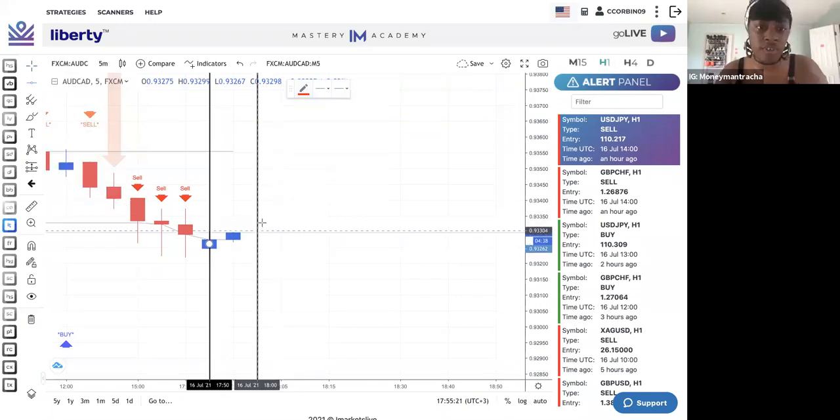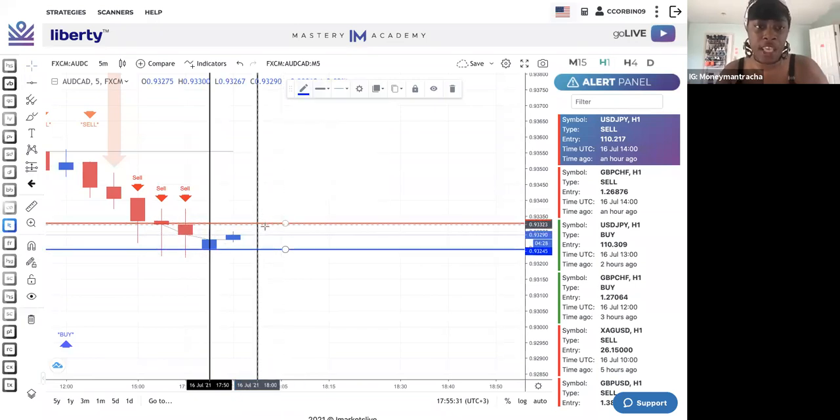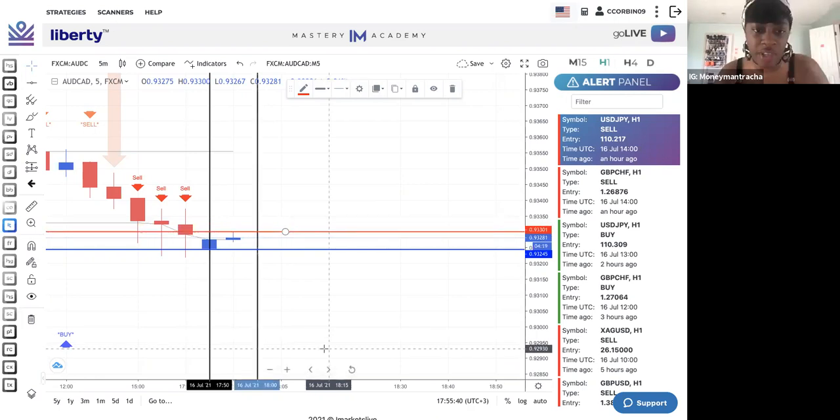I'm also on my house. I need a roof, right, to know where I should sell, and I need a floor or a basement to know where I should buy. Resistance, roof. Basement, buy. Now with this method, you can use it on any strategies as long as your candle is within this house. Your entry points are valid.